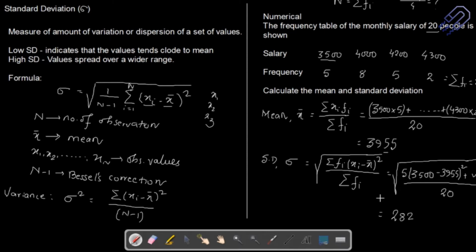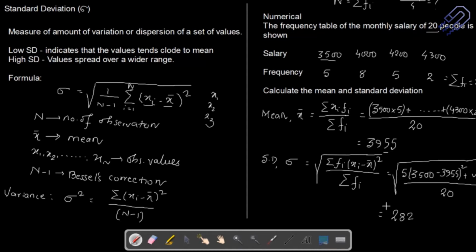Okay, so that means if you consider these values, this value and this value, the mean deviation from this particular result is 282. Okay, so if you consider this range, maybe this is not such a high value. Because if someone is getting a salary of 3500 and someone is getting a salary of 4200, on that scale the difference is not much. So standard deviation also says the same.